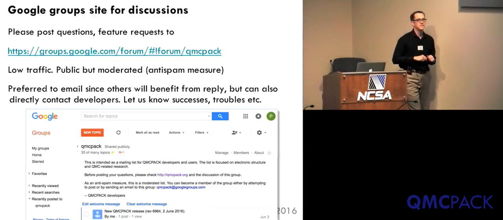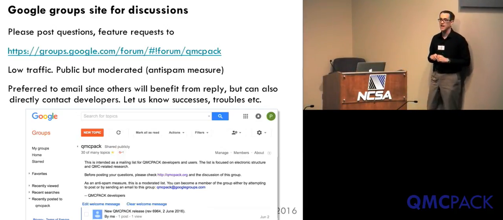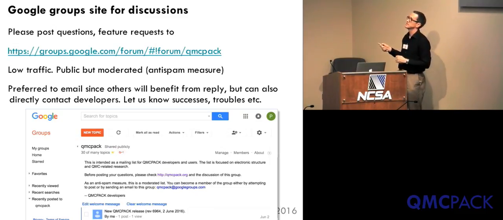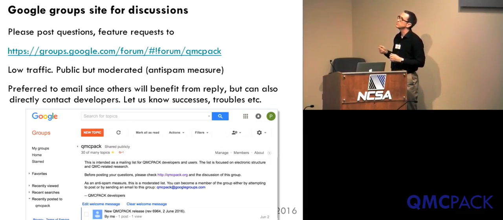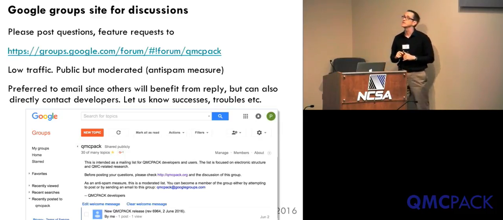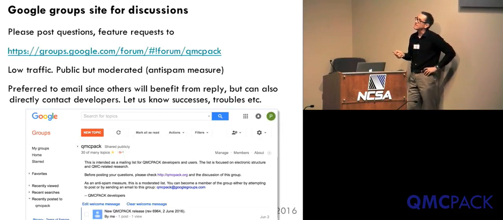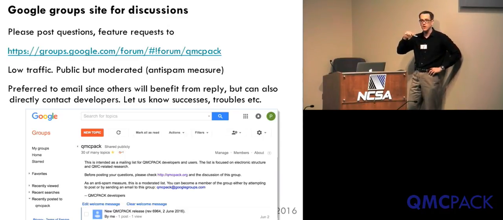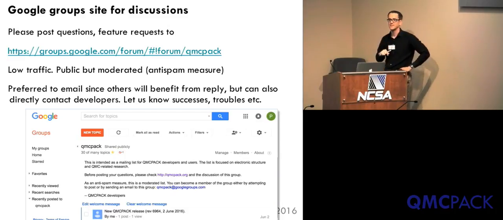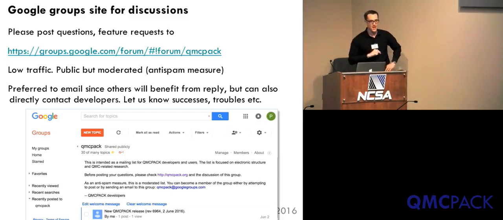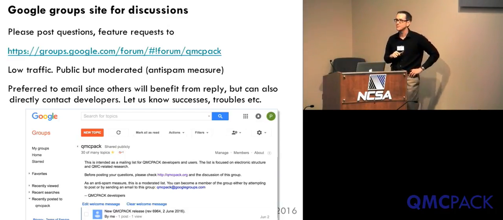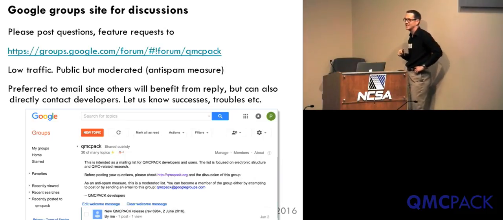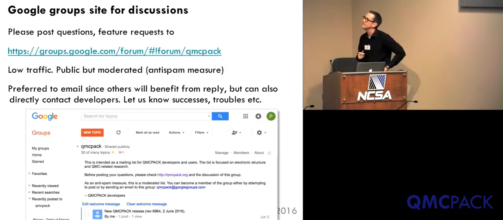What do you do if there's an issue? Well, we have an open access, or readable at least, Google Groups website. So if you Google QMCPACK group, you'll find this page. It's fairly low traffic, and it is moderated. So the first time you post, someone here has to click and say, this is not a robot. This is just to keep spam off the system, which Google is not yet perfect at. They need to work on their AI a little bit longer.